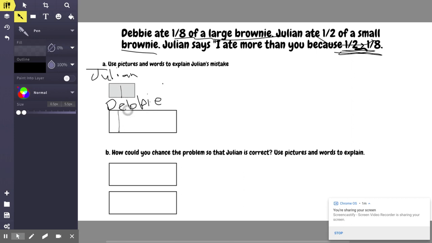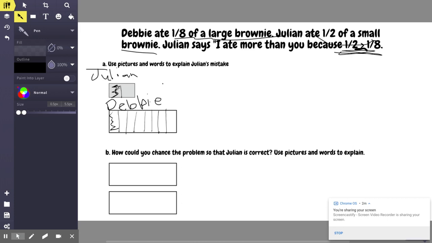And Debbie ate 1/8. So if we're making 8 pieces, we need to draw, remember the rule, one less line for every piece that we make. 1, 2, 3, 4, 5, 6, 7. So Debbie ate 1/8. And Julian ate 1/2.